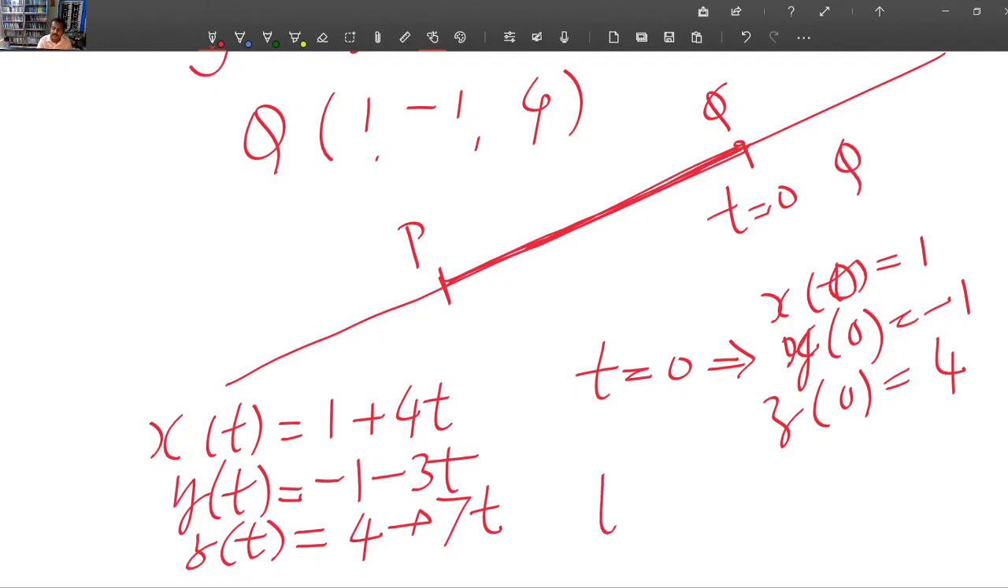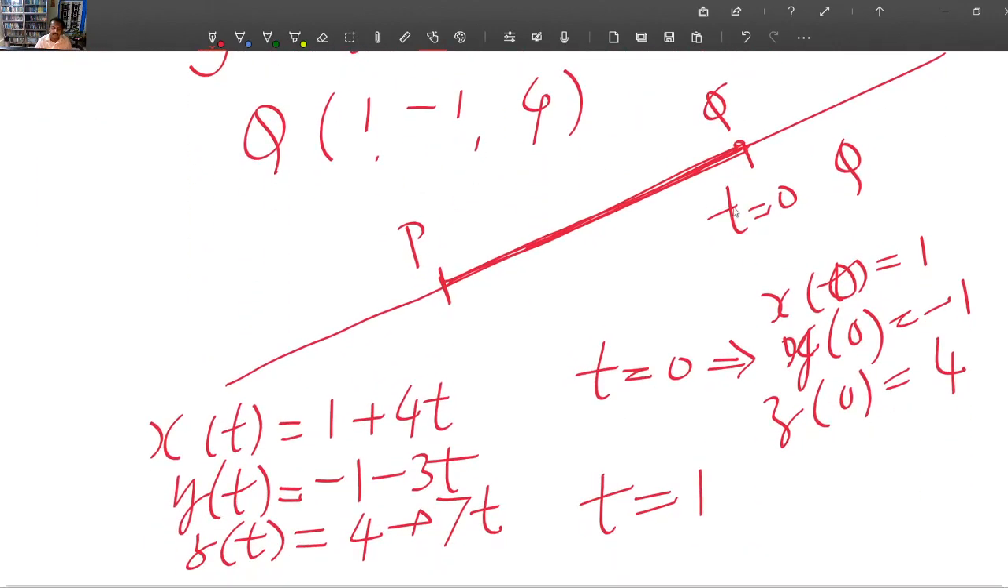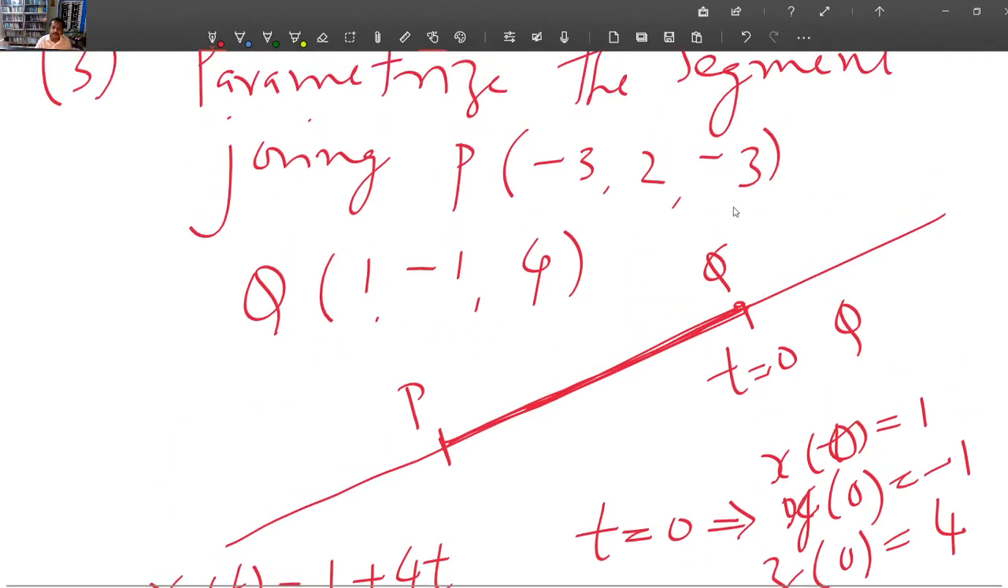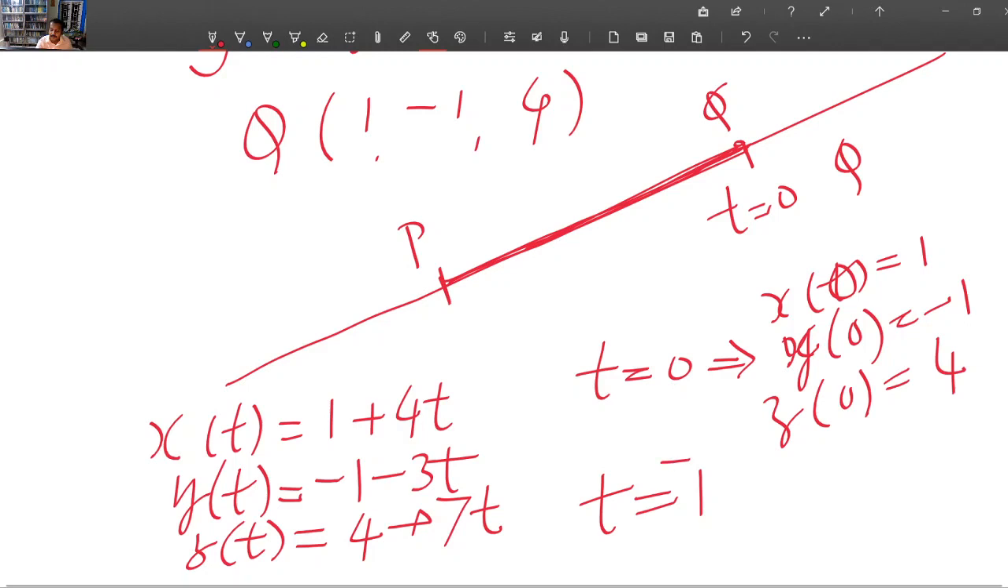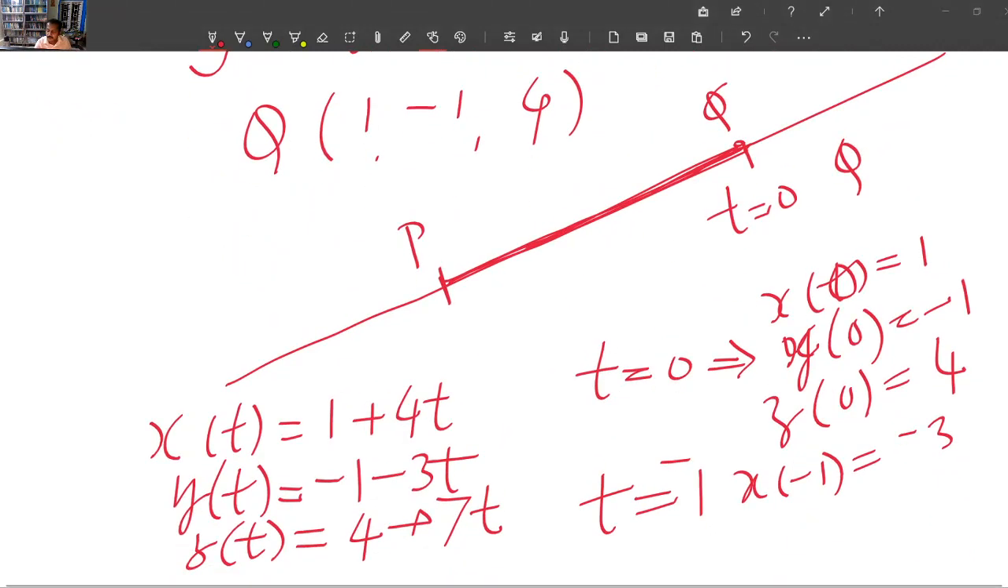And when time t equal to 1, what are you getting? Time t equal to minus 1, you have x of minus 1 is 1 minus 4, so that is minus 3. When time t equal to minus 1, y is minus 1 plus 3, so you are getting 2.